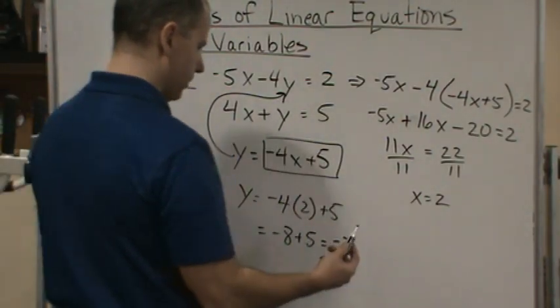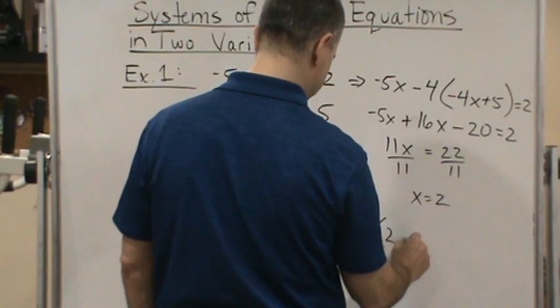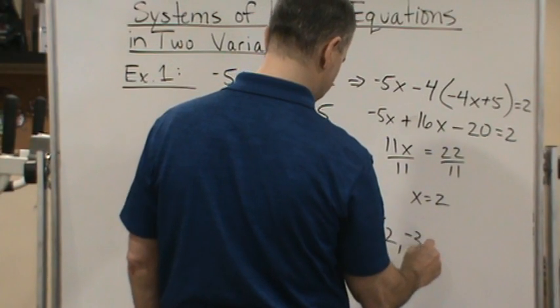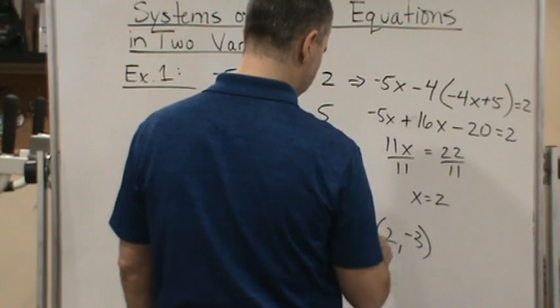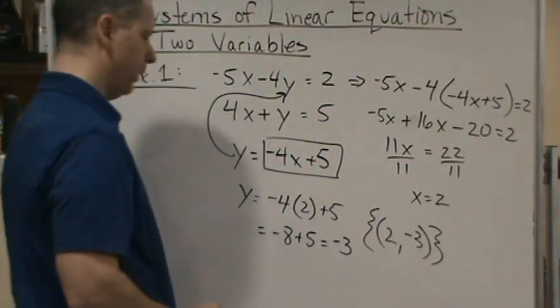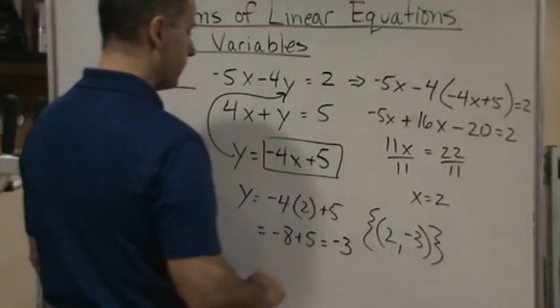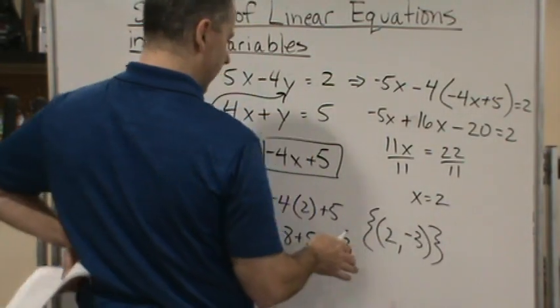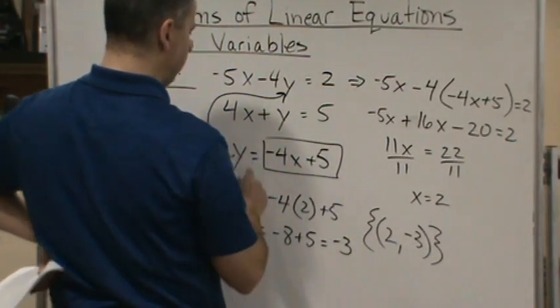So my solution is what? 2 comma negative 3, right? And I would just put it in set notation. Now, let's verify, let's check, right? So let's plug 2 comma negative 3 into both of these equations.